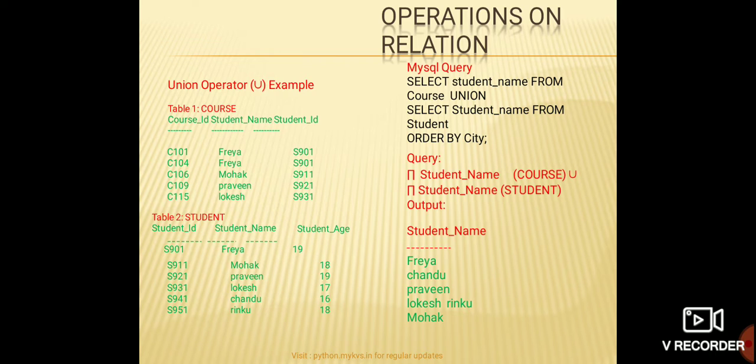But if you are writing only the query, you will use the symbol project. What do you mean by project? It retrieves the column data. So student name will display from the course table, union student name will display from the student table, and you will get the output: Priya, Chandu, Praveen, Lokesh, Rinku, Mohak. One thing you will identify, Priya is there two times, but here it is displayed only one time. So in the union operator, or in operation on relation, you will find that it will not duplicate our data, it will give only the unique data.